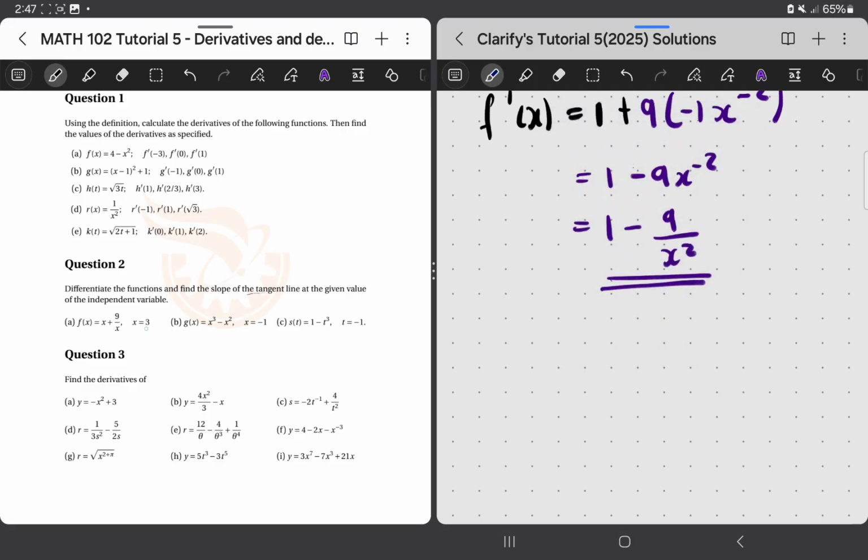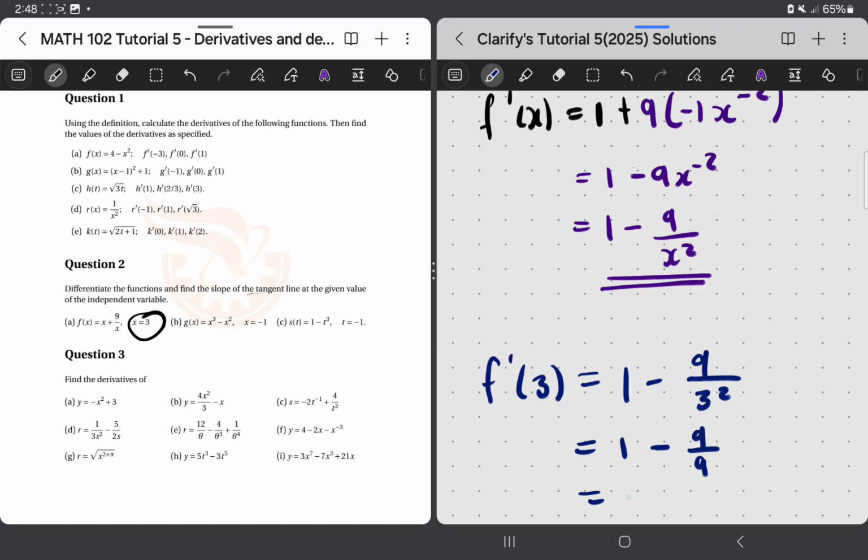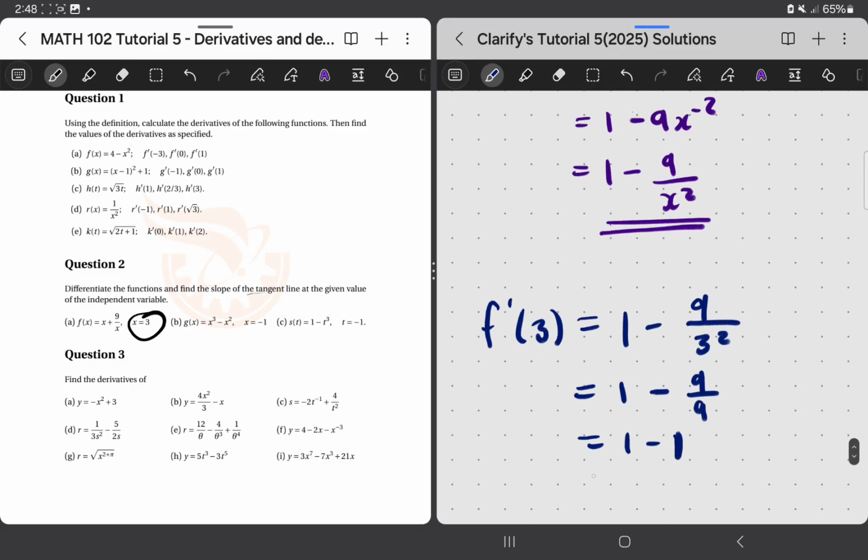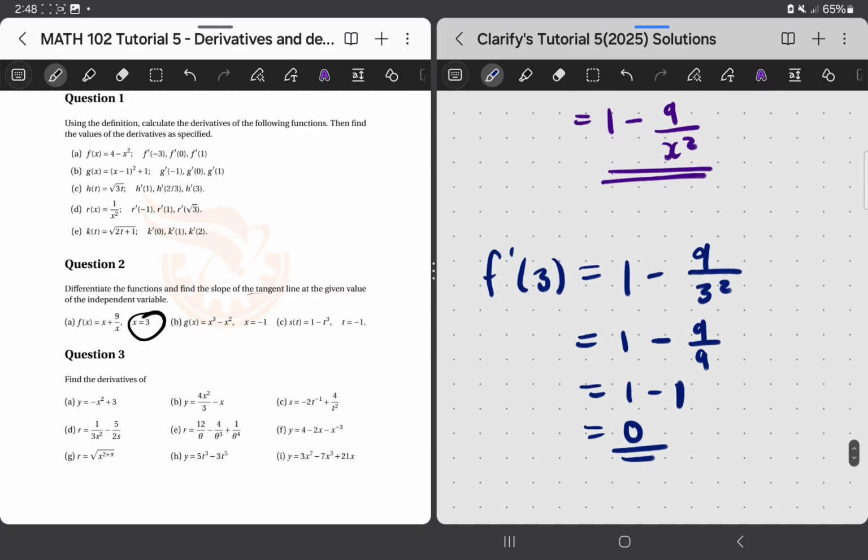So how do we find it? We have the point, it's x equal to 3. So we will now find f dash of 3. Where there is x, we put 3. We first find f dash x, then we find f dash of 3. It'll be 1 minus 9 over 3 squared, which is 1 minus 9 over 9. 9 over 9 is 1, so 1 minus 1 is going to be 0.